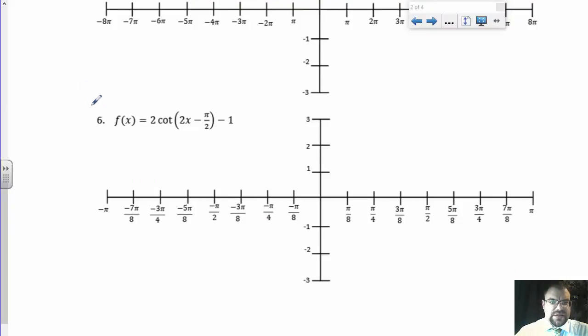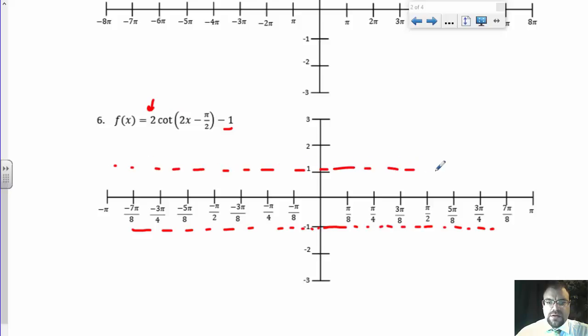Okay, so number 6 now. We're going to go ahead and put the midline down at -1. There's a vertical shift there from the x-axis. This 2 right here is telling me to go 2 up and 2 down from there. So I'm going to go up 1, 2 at +1. I'm going to go 2 down to -3. So it's going to look like this. Very straightforward.